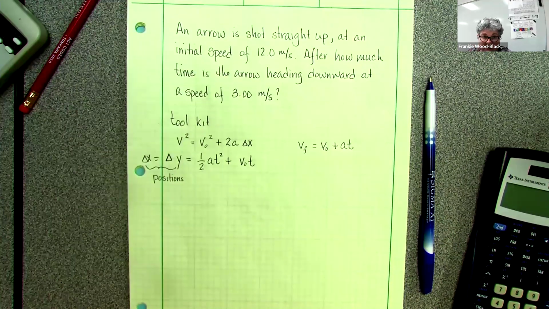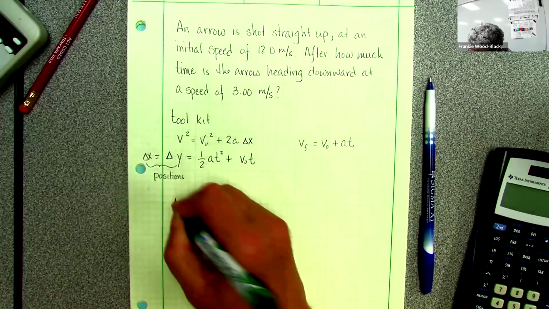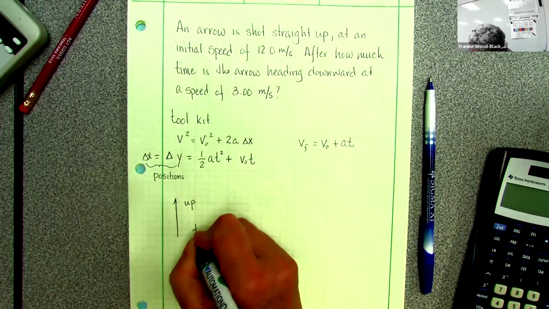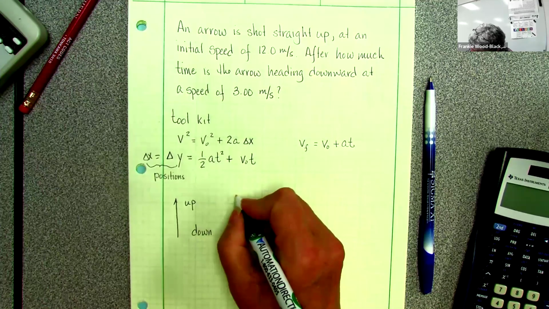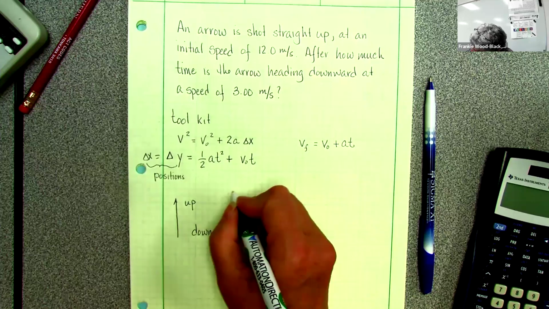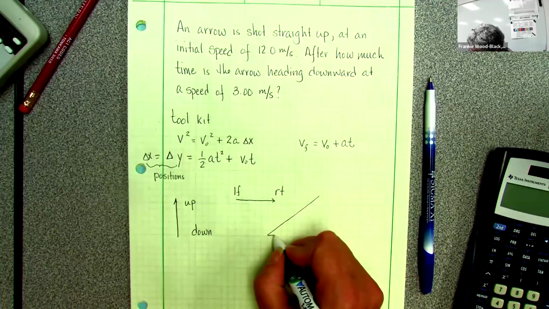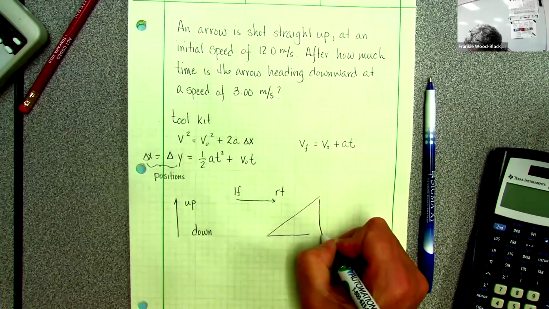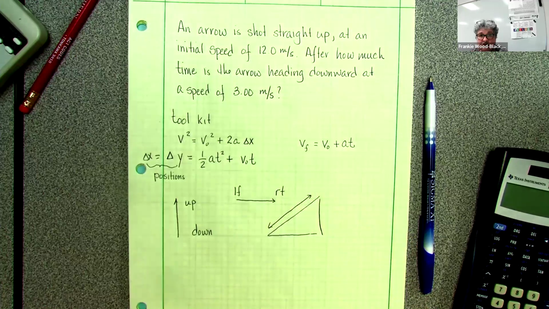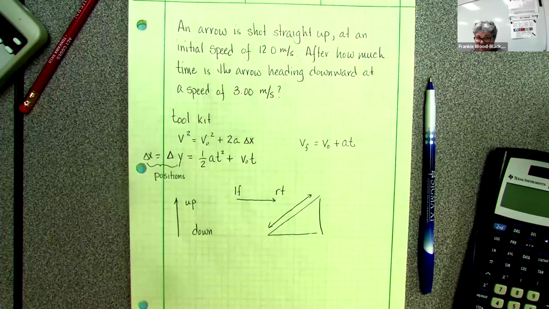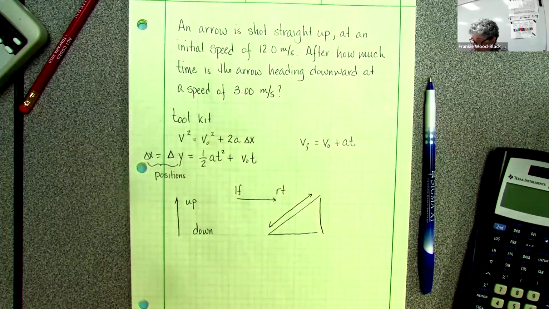Now we're in one dimension. So one dimension can be up and down. One dimension can be right and left. I can also do one dimension on an inclined plane. And my one dimension can be up the plane or down the plane. I'm just traveling in one dimension. So any of these equations we can use for one dimension.